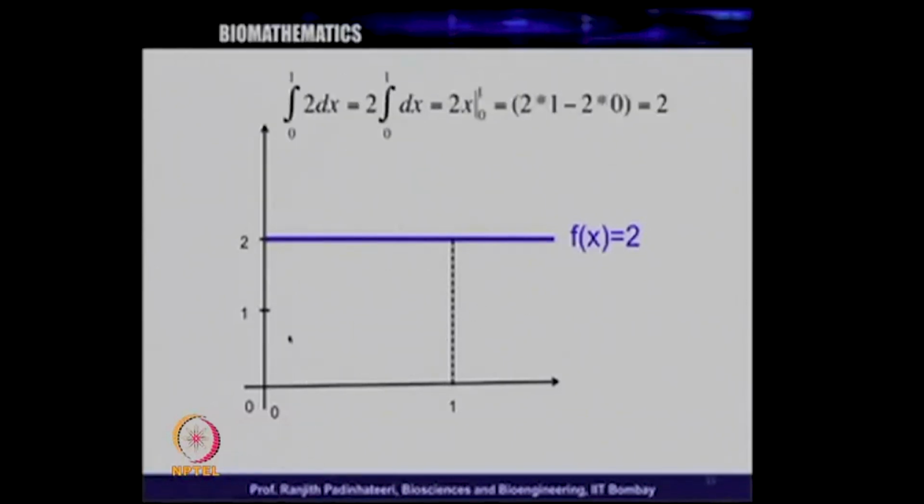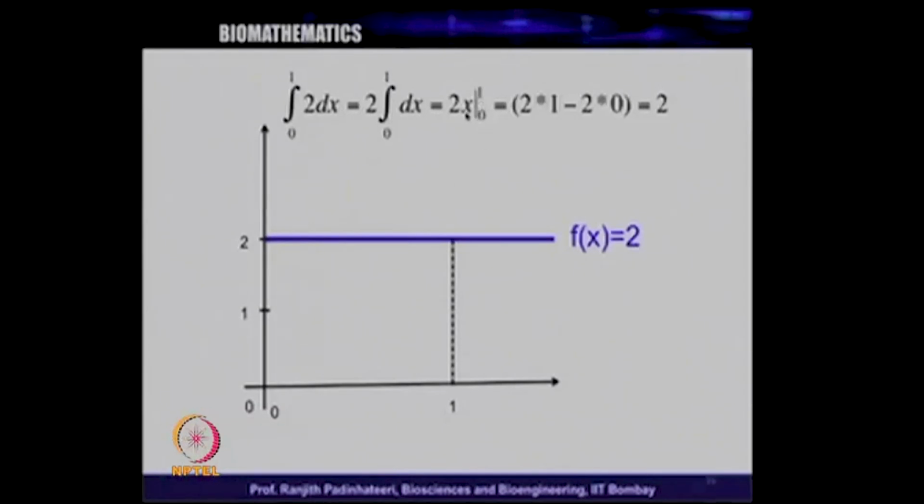Let us have a look at it. This area is what we want to calculate. So what is the area? This is 1 and this is 2, so area has to be 1 into 2, which is 2. So the answer has to be 2. Now how do we find the answer? Integral from 0 to 1 of f of x, which is 2, dx is what we want to find out. 2 is a constant, so 2 into integral dx. We know that integral dx is x. Now we want to evaluate this between the points 0 and 1.